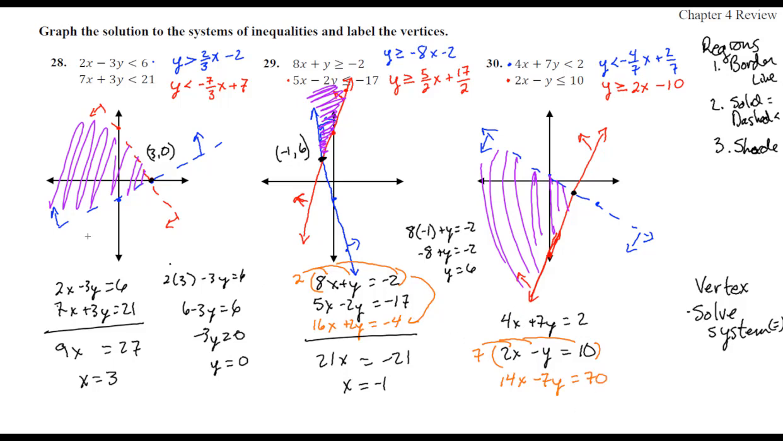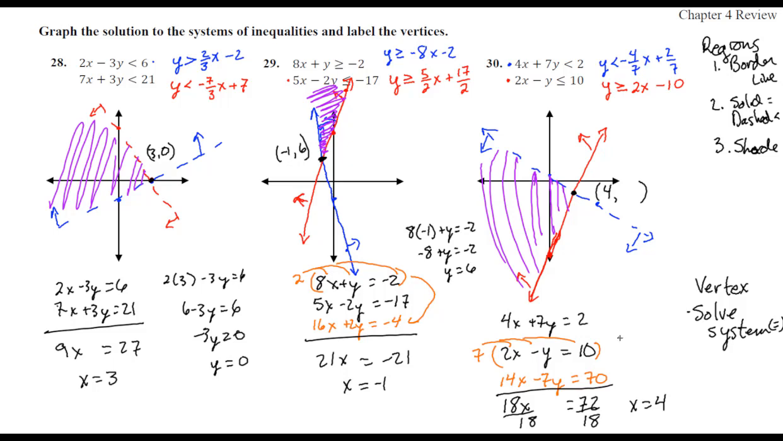Oh boy. Adding those two together, 4x plus 14x is 18x. 7y negative 7y, that's why we did it, was to get the y's gone, and then 2 plus 70 is 72. Divide by 18, divide by 18, and x equals 4. All right, so x is 4. Good, that gives us half of the vertex. Stick 4 back in here somewhere.